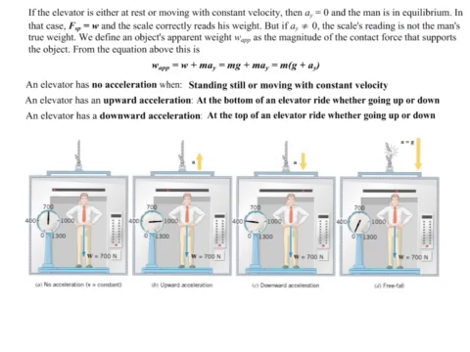If that elevator is at rest, or moving with a constant velocity, acceleration is 0, and they're in equilibrium. If we have an acceleration greater than 0, the scale's reading is not the man's true weight. We define an object's apparent weight as the magnitude of the contact force that supports that object. So when there's no acceleration, the person will stand, they feel normal, they feel the floor of the elevator pushing back on them as they normally would.